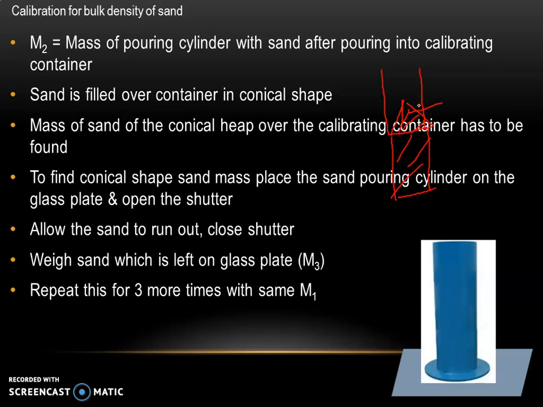To find this mass, we need to place the sand pouring cylinder on the glass plate, and then shutter is opened and sand is allowed to flow. The mass of the sand which is collected on the glass plate is noted down, which will be equal to M3. So this is M3. And this procedure is repeated 3 more times with same M1.